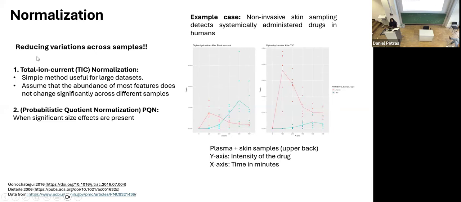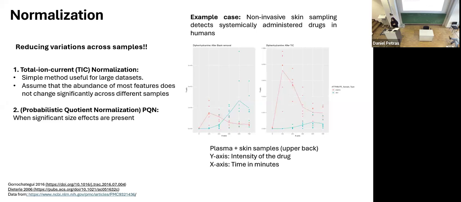So normalization basically reduces the variations across samples, and the one that we commonly use is TIC normalization, or total ion current normalization. And yeah, people are now also increasingly using probabilistic quotient normalization. But the idea is that it normalizes based on your sample intensity.